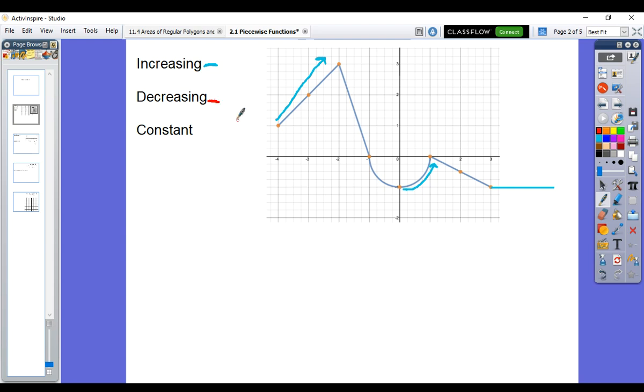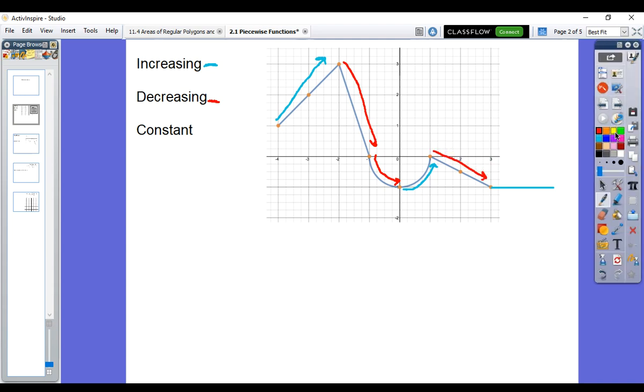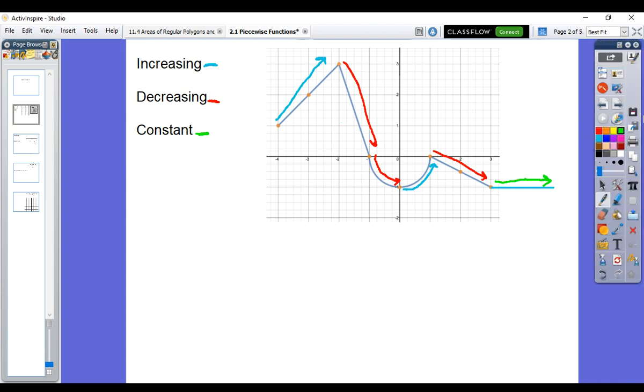Decreasing is going down. So once it hit this high point, it started going down. Not only did it go down here, it kept going all the way till it got to this point, and then it went down from here. And let's look at constant. Constant means it's constantly the same value of y. That means it stays straight. So this is what happens on the graph.